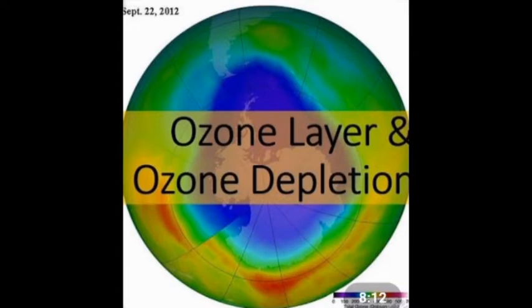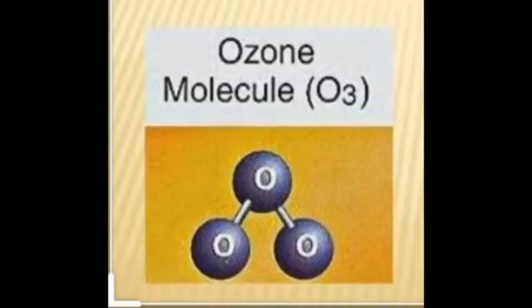Now let's know more about the ozone layer and ozone depletion. The ozone gas is made up of three molecules of oxygen, O3, and occurs naturally throughout the atmosphere, but its maximum concentration, about 90%, is in the stratosphere. The average thickness of the ozone layer is about 2.9 millimeters.